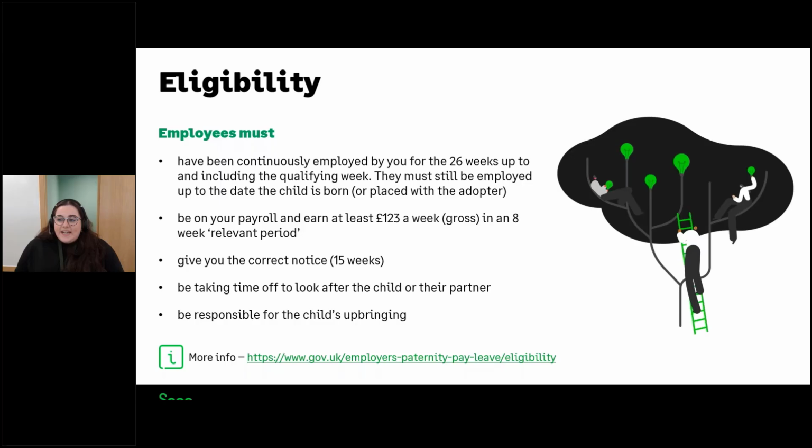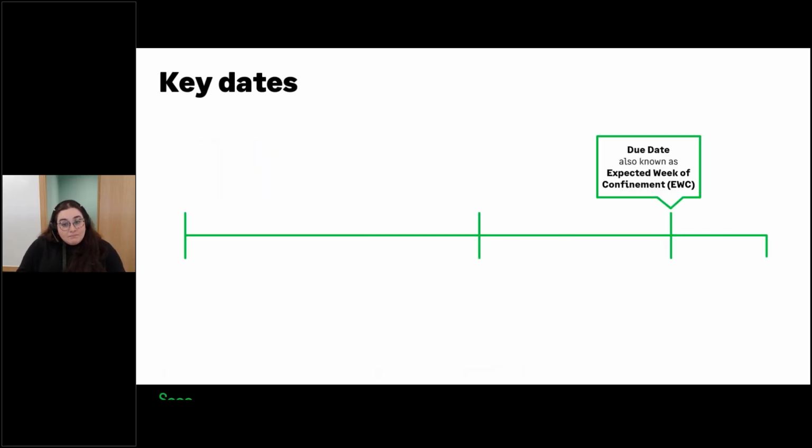So a lot of dates and numbers and things to be aware of. Something I do want to show you is a timeline of key dates around statutory paternity pay, just to put this in a bit more of a visual. We're going to begin with the due date, which is also known as the expected week of confinement, or EWC.